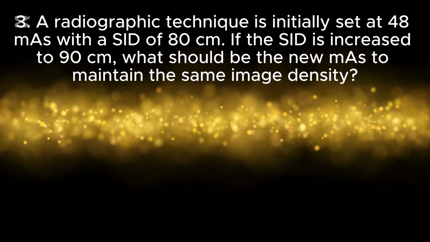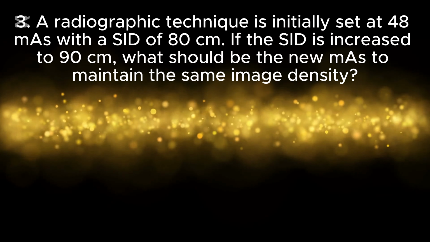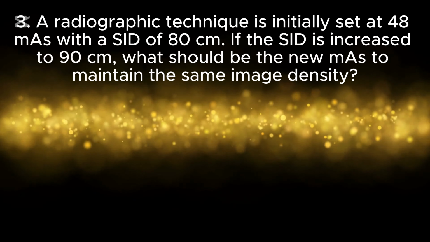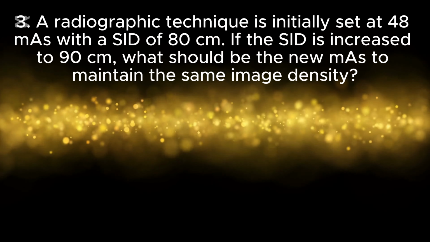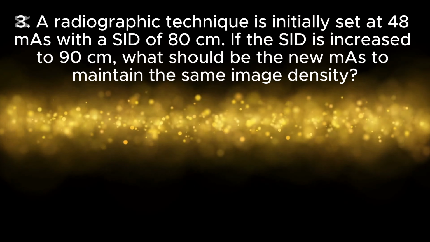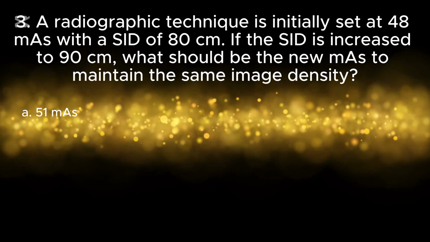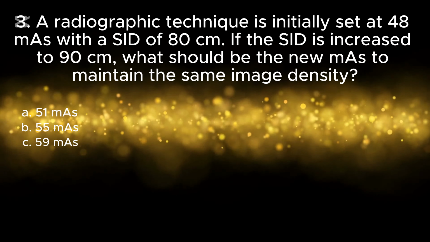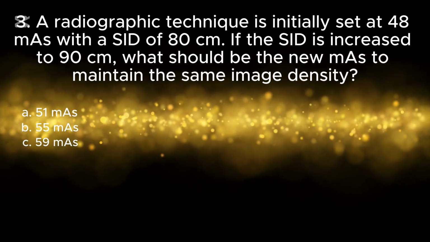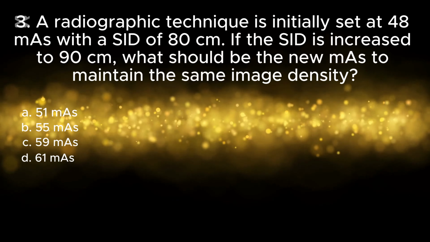3. A radiographic technique is initially set at 48 mAs with SID of 80 cm. If the SID is increased to 90 cm, what should be the new mAs to maintain the same image density? A. 51 mAs. B. 55 mAs. C. 59 mAs. D. 61 mAs.